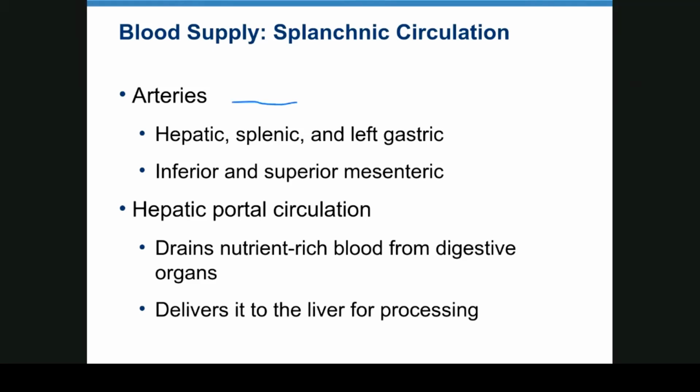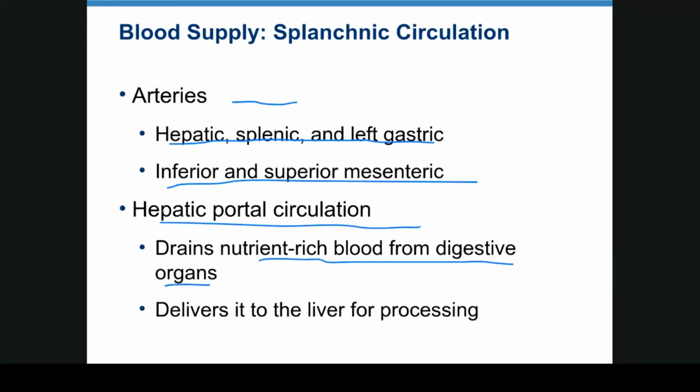Arteries that supply the gut are hepatic, splenic, left gastric, inferior, and superior mesenteric. And then our hepatic portal system drains nutrient-rich blood from the digestive organs and delivers it to the liver for processing. I had a student asking about alcoholism and portal hypertension, and I forgot to mention it in class, but portal hypertension is when you have too much pressure in the liver because of cirrhosis, and so the blood can't really flow through the liver, so you build up pressure, and rather than systemic high blood pressure, what you get is rupture of vessels involved with the gastric system, with the digestive system.